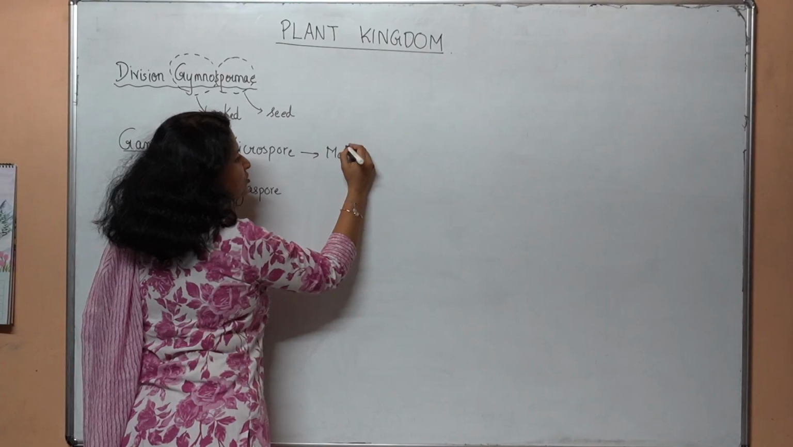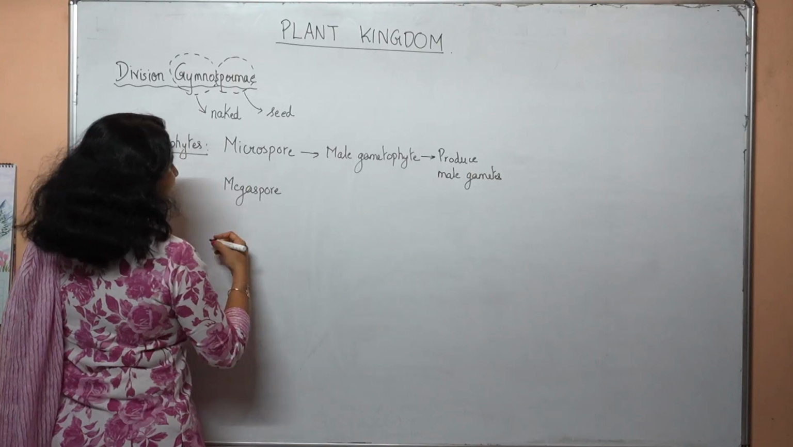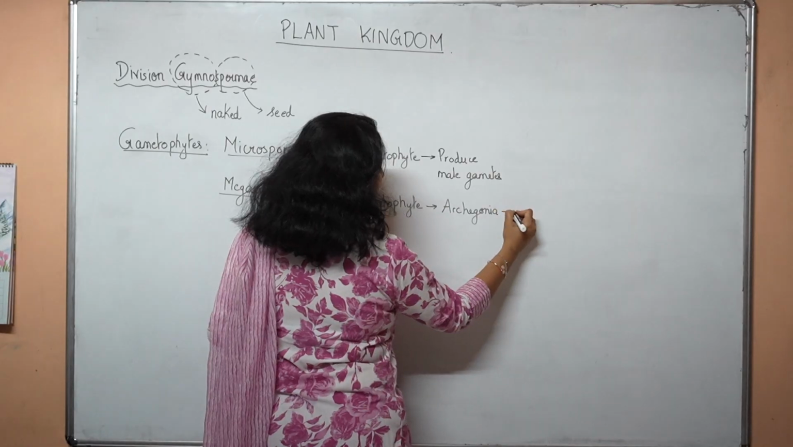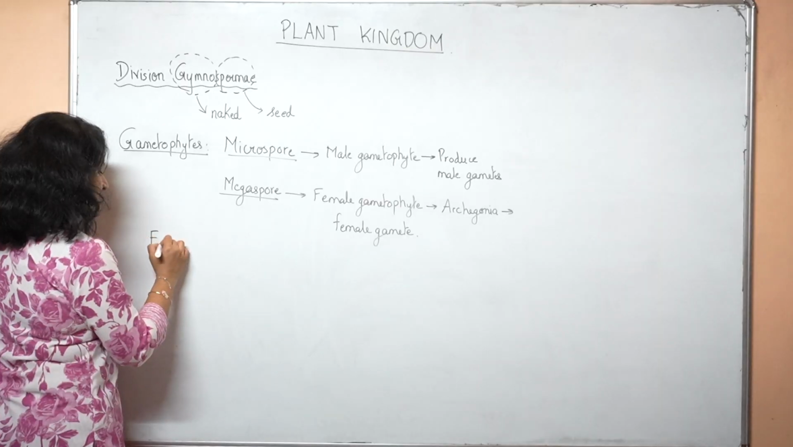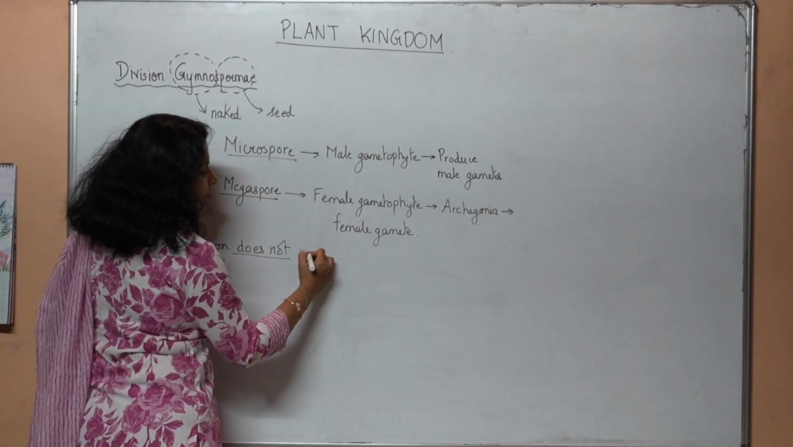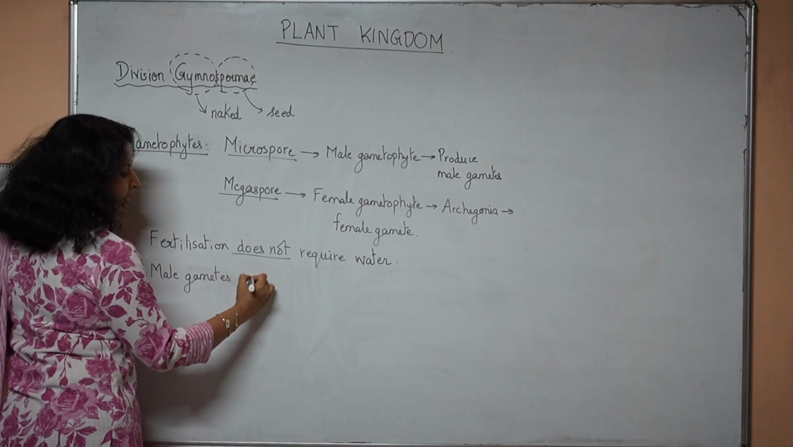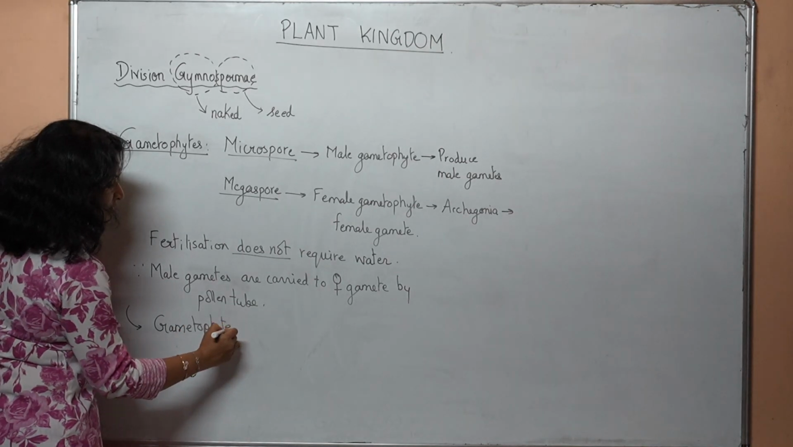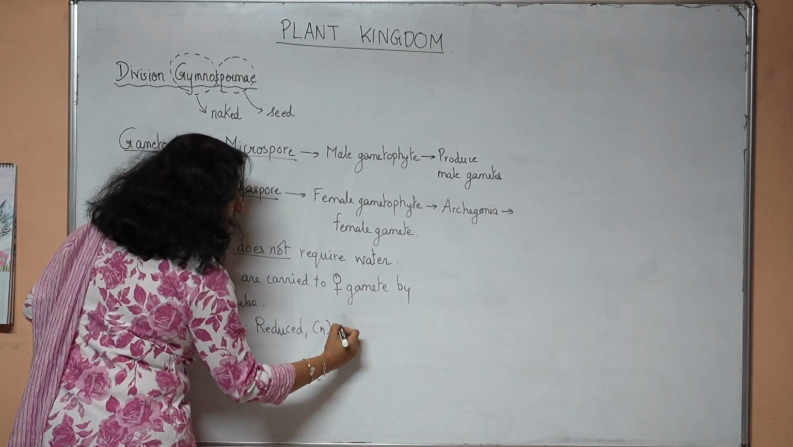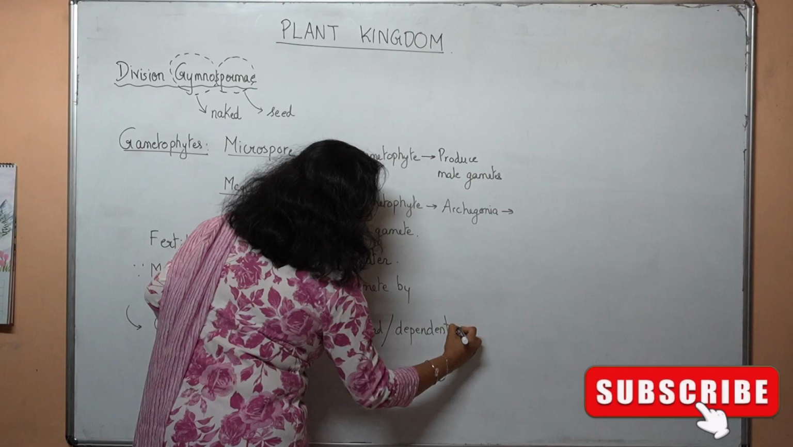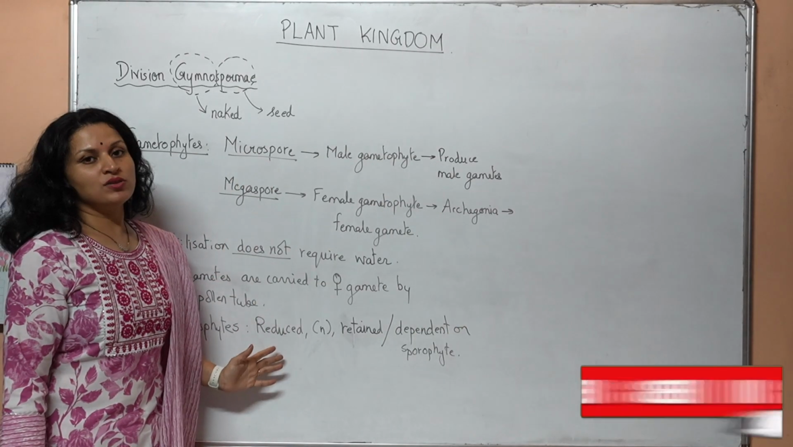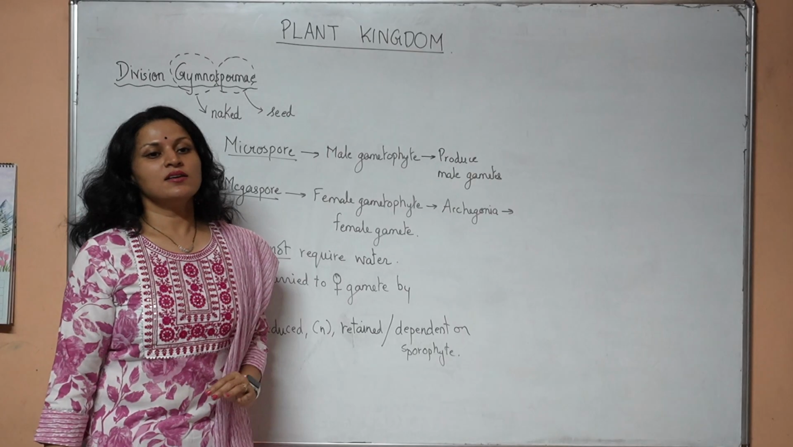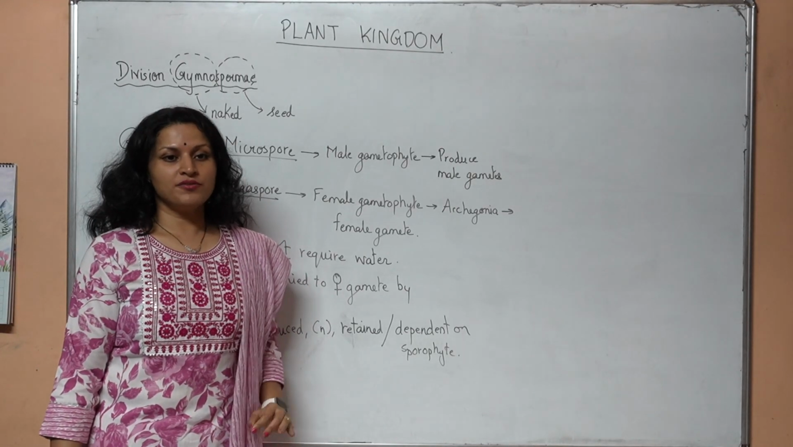So the gametophytes will be produced by the microspore and the megaspore. Microspore will form the male gametophyte, which will produce the male gametes, and the megaspore will produce the female gametophyte, which will produce archegonia, inside of which it will produce the female gamete. Fertilization does not require water, since male gametes are carried to the female gamete by the pollen tube. The gametophytes can be described as highly reduced, haploid, retained / dependent on the sporophyte. You will get much more clarity about the sporophyte and the gametophyte when we do the life cycle of gymnosperm in detail. Next we will see the classification of gymnosperms into 4 different classes.